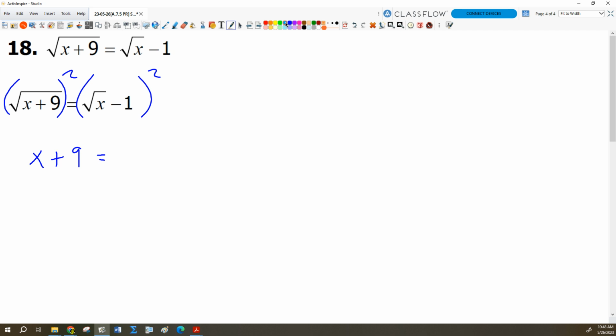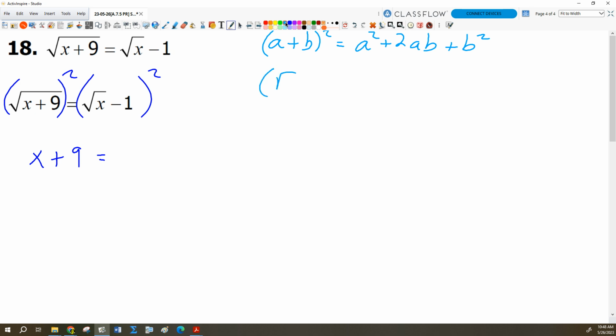Now, hopefully you're using the pattern, a plus b quantity squared. It makes it way quicker. A plus b squared equals a squared plus 2ab plus b squared. We do so much of this that it's just worth memorizing. It saves you lots of time this year and next year. You could FOIL it out, but let's use this pattern.